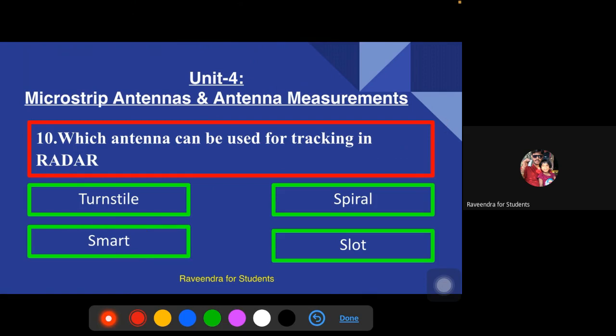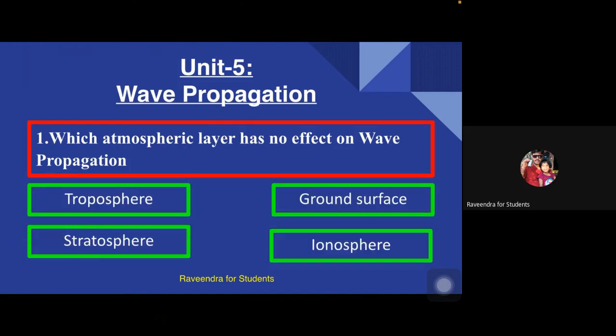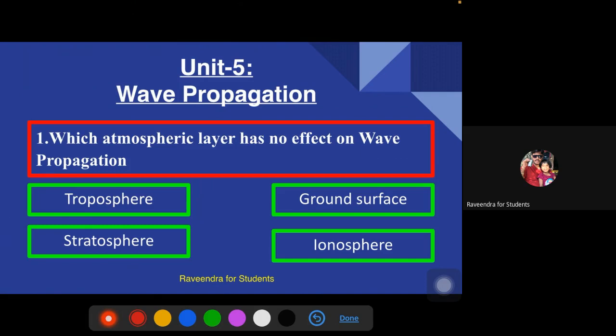Then coming to unit 5, the first one is, which atmospheric layer has no effect on wave propagation? Yes, the layer in which the temperature changes are constant will have no effect on wave propagation. So what is that layer? Stratosphere. So in stratosphere, existing from 15 to 40 kilometers above the surface of the ground, the temperature changes are constant, therefore they have no effect on the wave propagation.